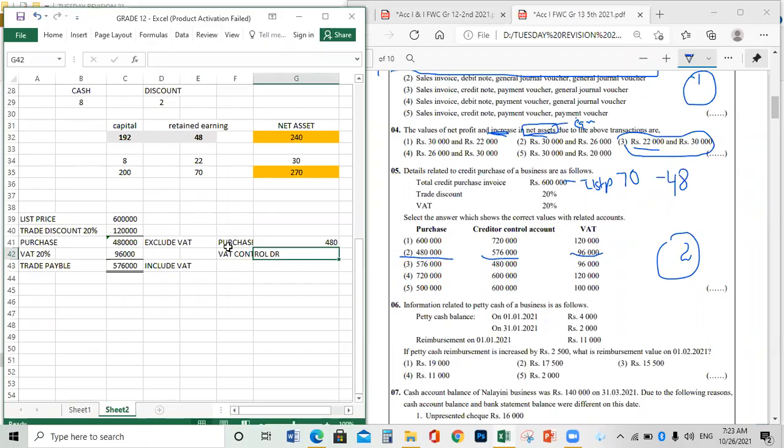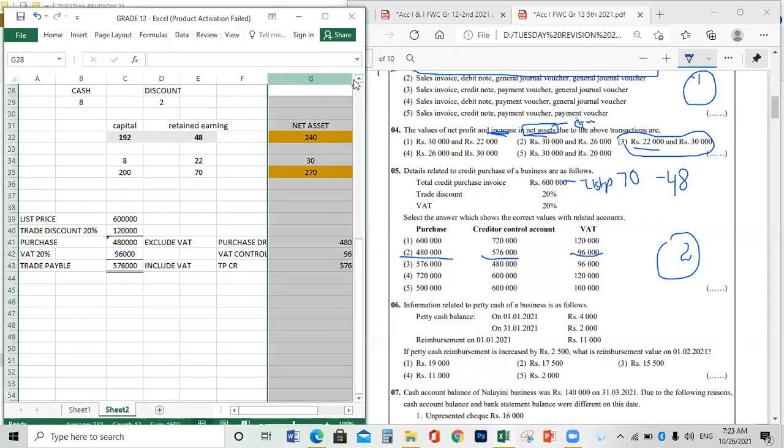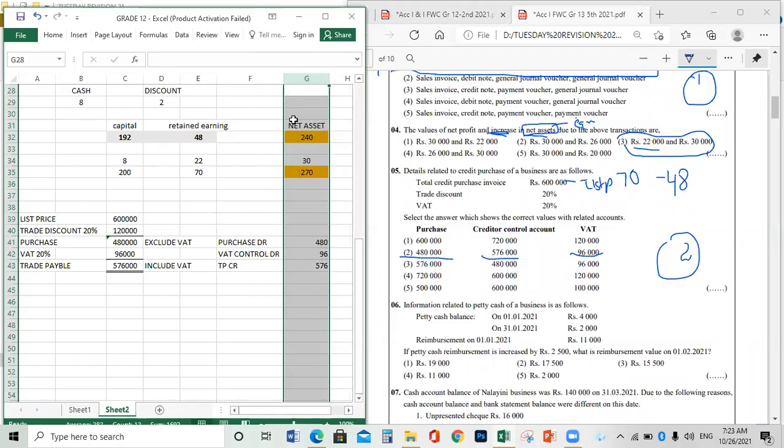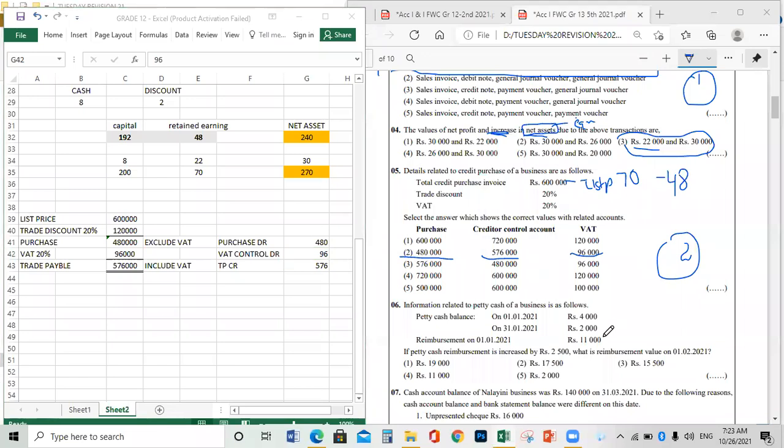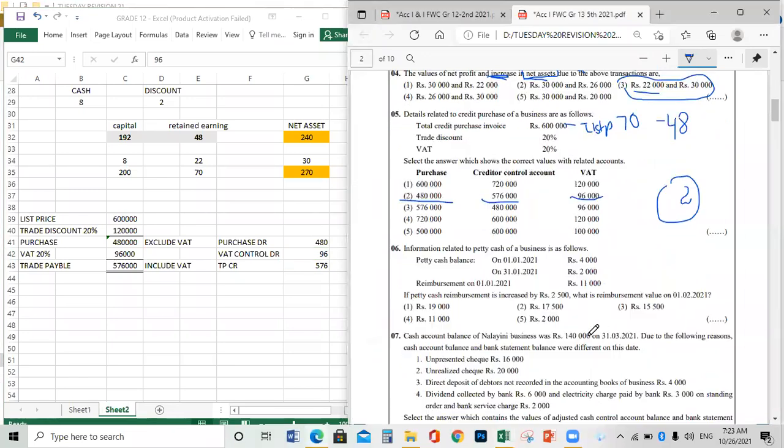VAT control becomes debit by how much? 96,000. And then where will you credit? The trade payable will be credited by 576,000. So the correct answer is the second one. Okay, now go to the next one.